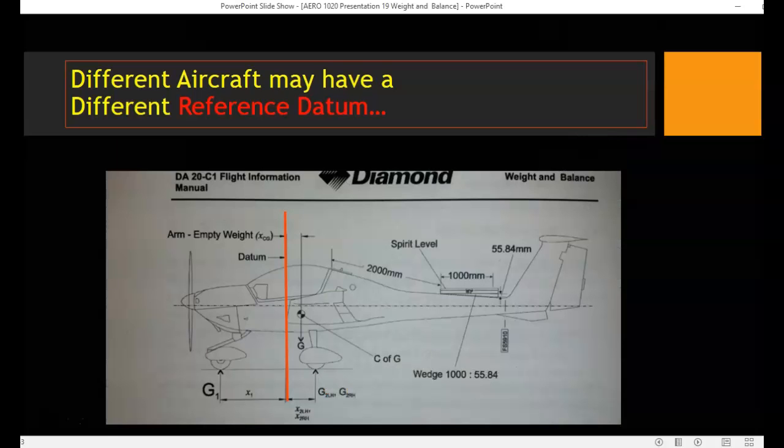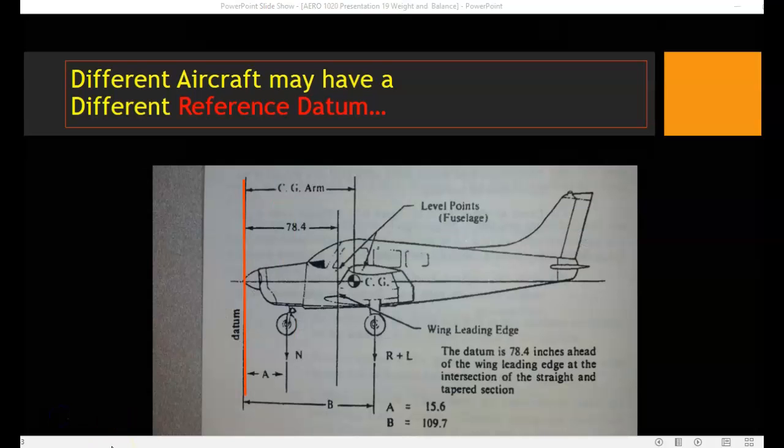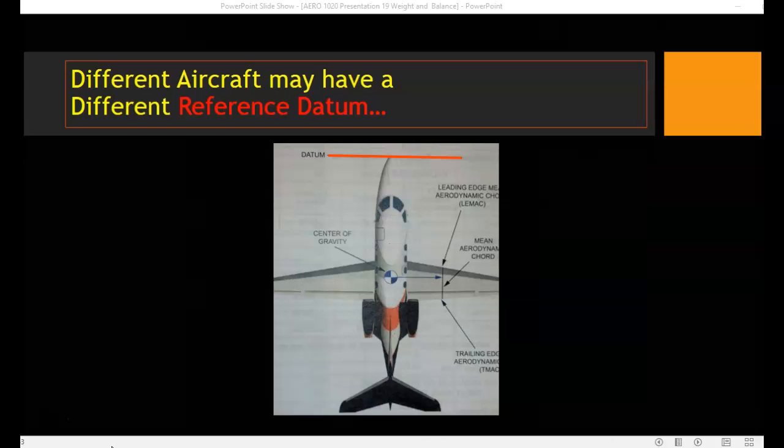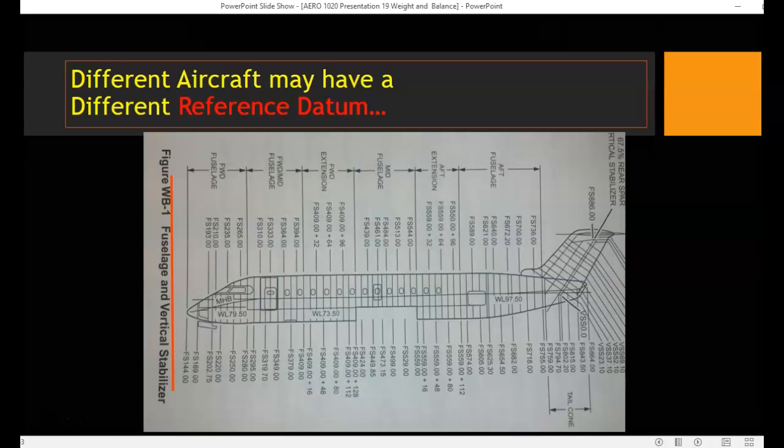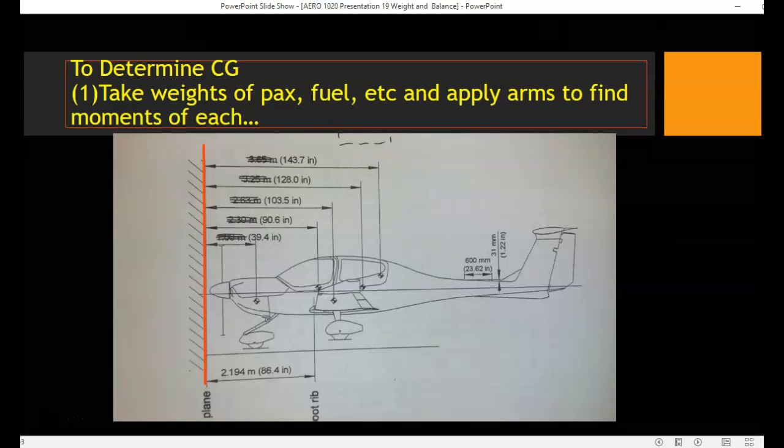The reference datum for the Diamond DA-20 is actually inside the cockpit. And the reference datum for the Piper Cherokee, pictured in this slide, is just in front of the spinner. The datum for the small jet pictured in this slide is right in front of the nose of the aircraft. In this figure, you can see the datum location for a large transport category aircraft. And again, you can see that the datum for the Diamond DA-40 is out in front of the spinner.